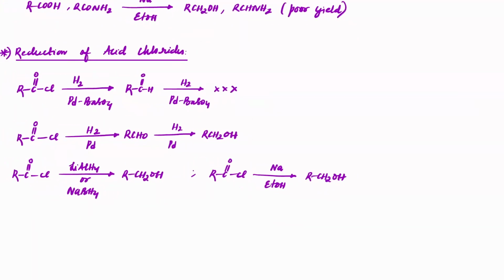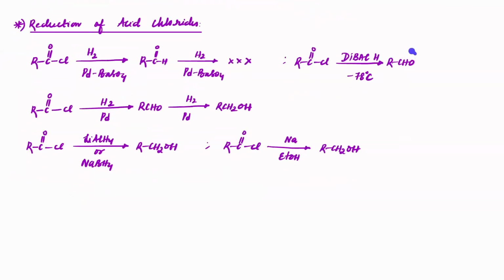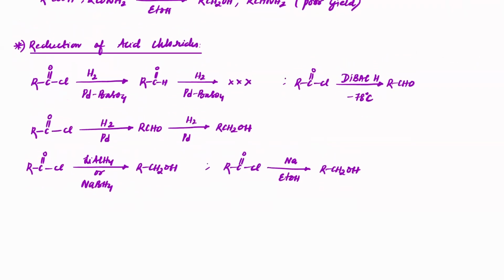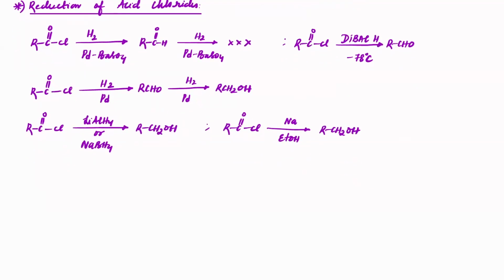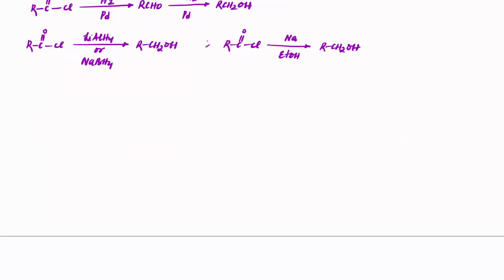DIBAL-H, I have already informed you, with RC double bond OCl, if we use DIBAL-H, it will only end up at aldehydes unless the temperature is specified greater than this temperature. So that means at room temperature, it can go all the way to alcohols, but otherwise aldehydes. So these are the conditions for acid chlorides. Got it? Now let's see a few examples to examine which case, what to do. So let's notice these examples, everybody.